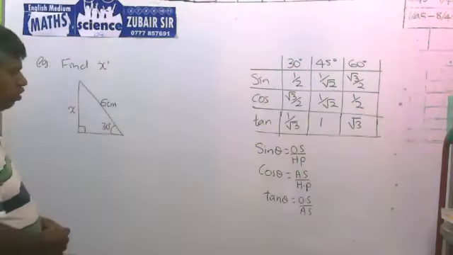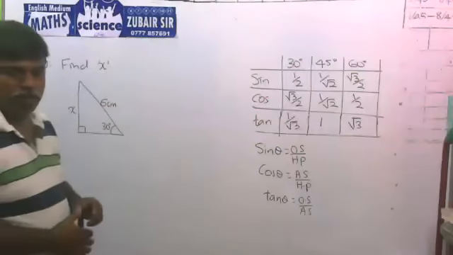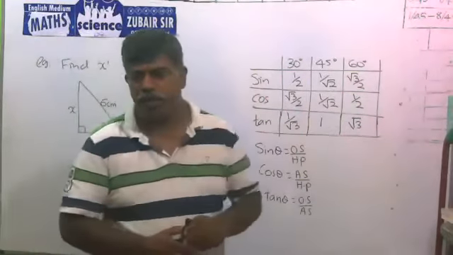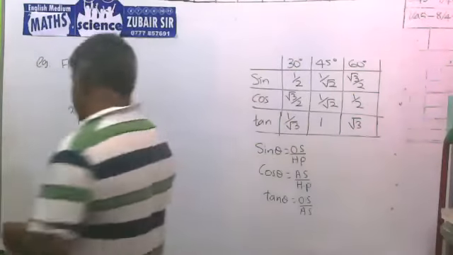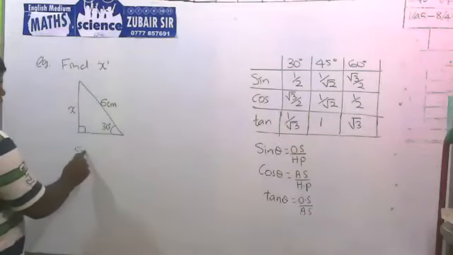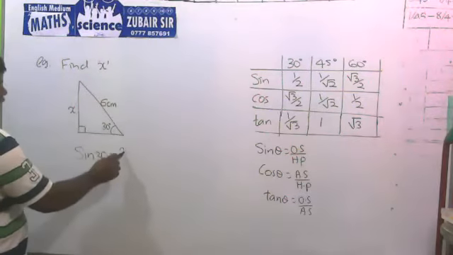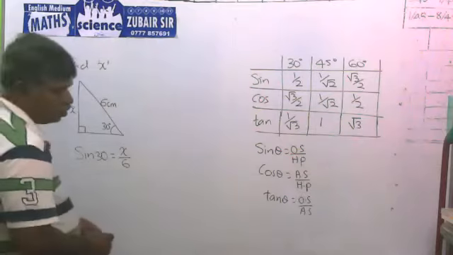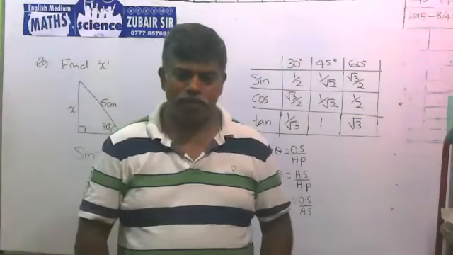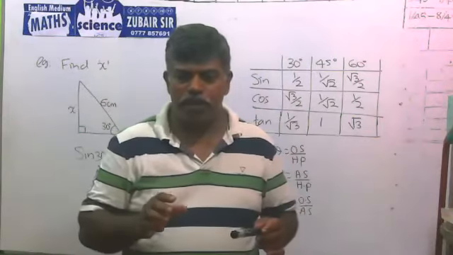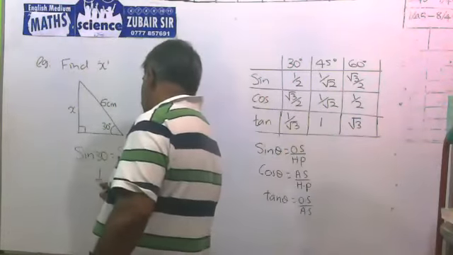Then according to this, which ratio can be written here? 30 degrees is given. For 30, opposite side and hypotenuse are given. Then we can write the sine 30. So if you write sine 30, this is the 30 degree, opposite is x, hypotenuse is 6. So according to the ratio, sine 30 is x over 6. But we have found the value for sine 30. What is the value for sine 30? Half. So for sine 30 we can put half.